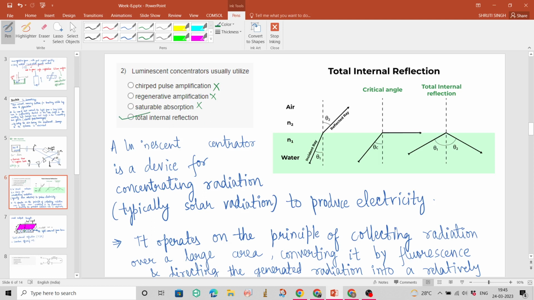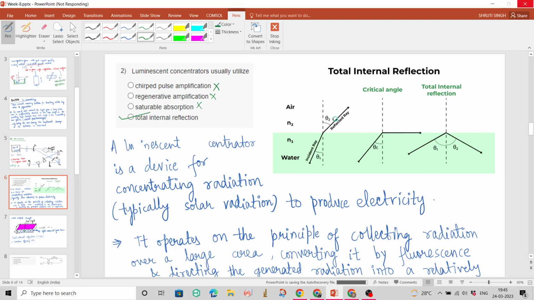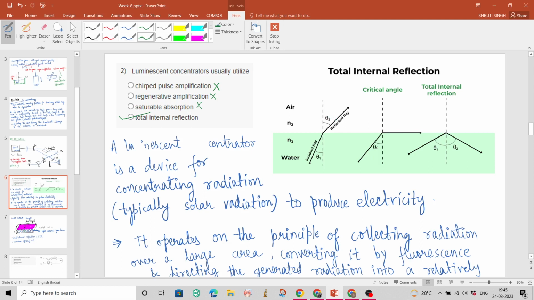Now, what is total internal reflection? To explain that, I have given this picture here. I think all of you know what total internal reflection is. We have an interface between a denser medium and a rarer medium. When light travels from the denser to the rarer medium, what happens, we know, is refraction. Light gets refracted away from the normal. That's what is happening here. This happens when there is some random angle theta 1.